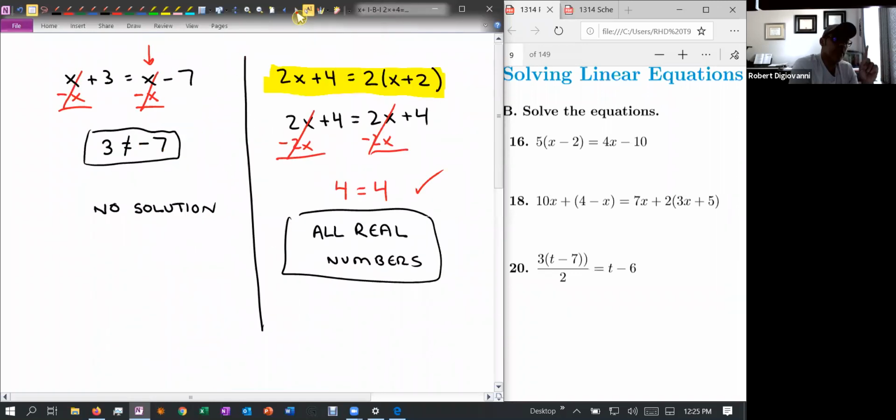Or you can get no answer, no solution. Or you can get all real numbers. So one answer, no answers, all numbers are the answer.